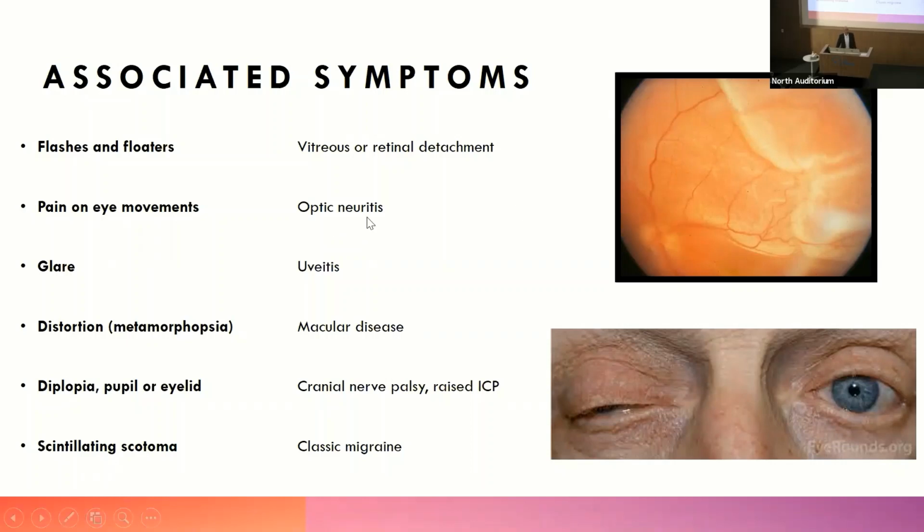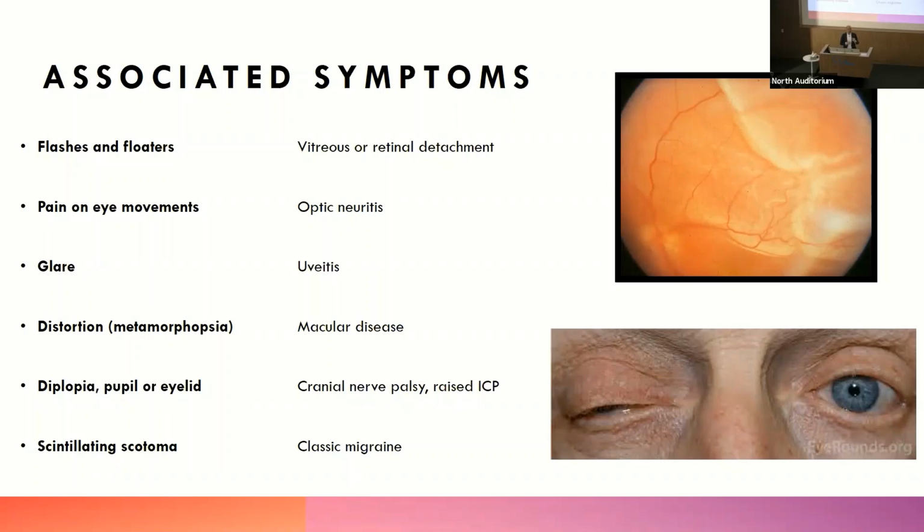Pain on eye movements, that's typical for optic neuritis, so inflammation of the optic nerve. Glare, you get in lots of things, but often in uveitis, so inflammation of the eye from various causes. Distortion is metamorphopsia. So distortion means a straight line looks wonky, okay? So the edge of a table or a doorway, if the presenting complaint is, oh, things just look wonky or wavy, my vision's gone wavy. Older person, that's age-related macular degeneration, okay?